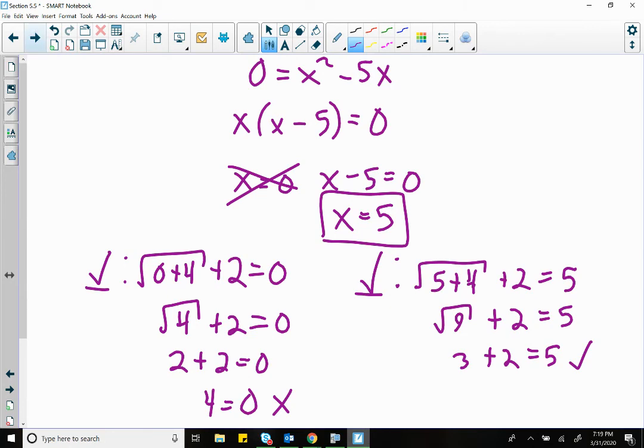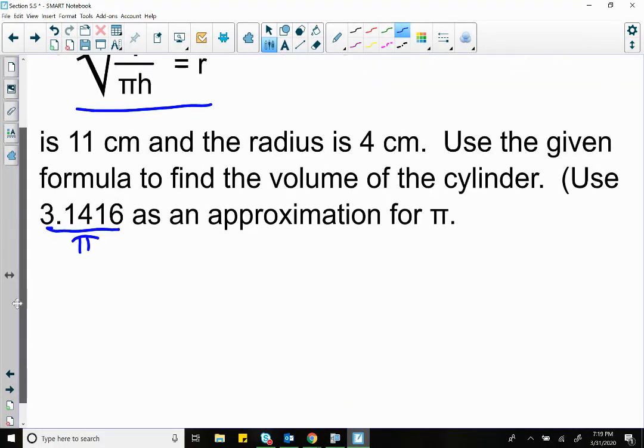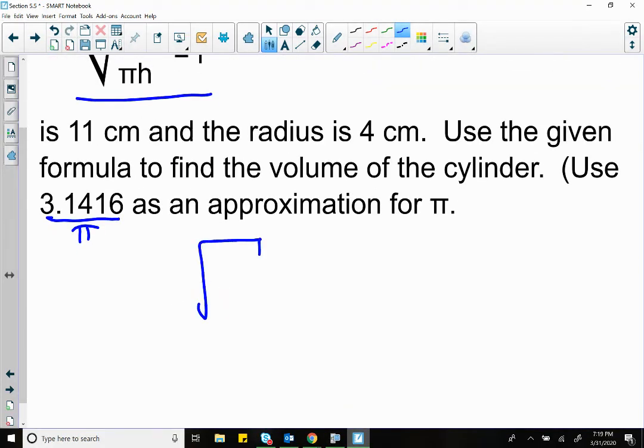So like I said, the last thing is there's a word problem. This word problem is not hard. All they want you to do is plug in and solve. Okay? So they've given us this formula here. V stands for volume. Pi is 3.1416, as they told you right down here. That's our pi. H is what stands for height, and R is the radius.